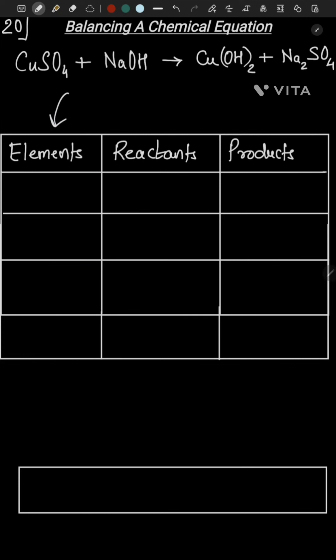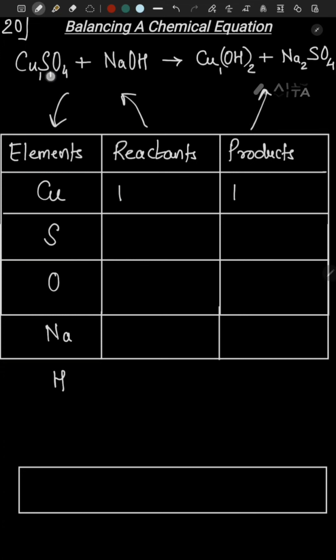Now let's write the elements involved in them. We have copper, we have sulfur, we have oxygen, we have sodium, and we have hydrogen too. Now let's see the number of atoms of each on the reactant as well as on the product side. So copper with no number means 1 atom of copper on the reactant. Same way copper on the product side is also 1. Sulfur with no number means 1 on the reactant side. Sulfur with no number means 1 on the product side.